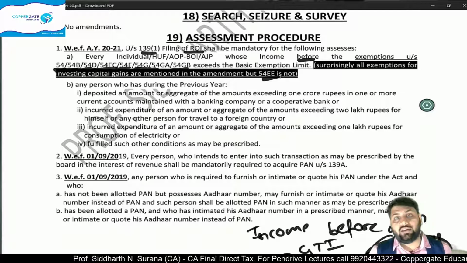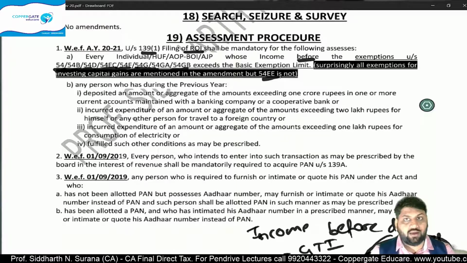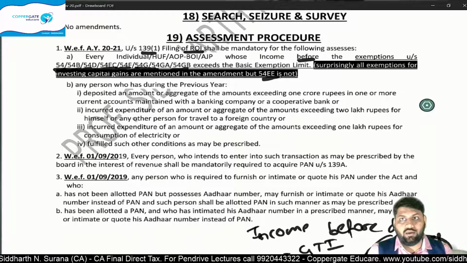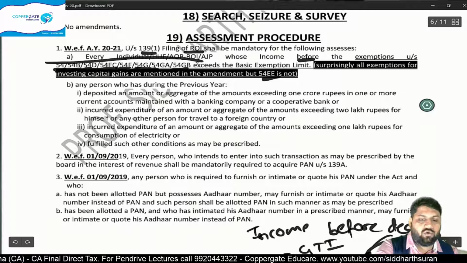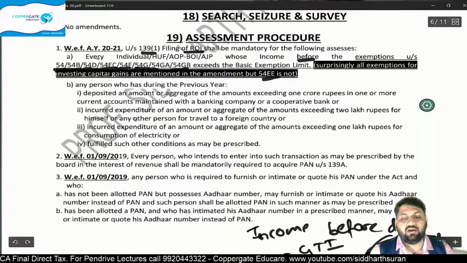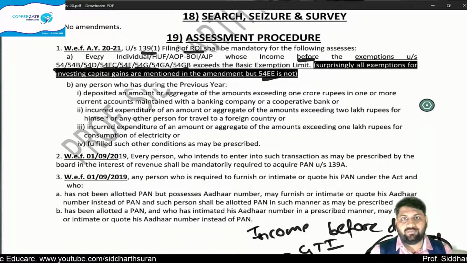In that, we will disallow 54, 54B, D, E, C, F, G, GA, GB, everything, but we are not going to disallow 54EE. So pick up your gross total income, add all these exemptions, but don't add 54EE, and check if that amount is exceeding basic exemption limit, then filing of return is compulsory. But don't add back 54EE. Are we understanding what is happening?